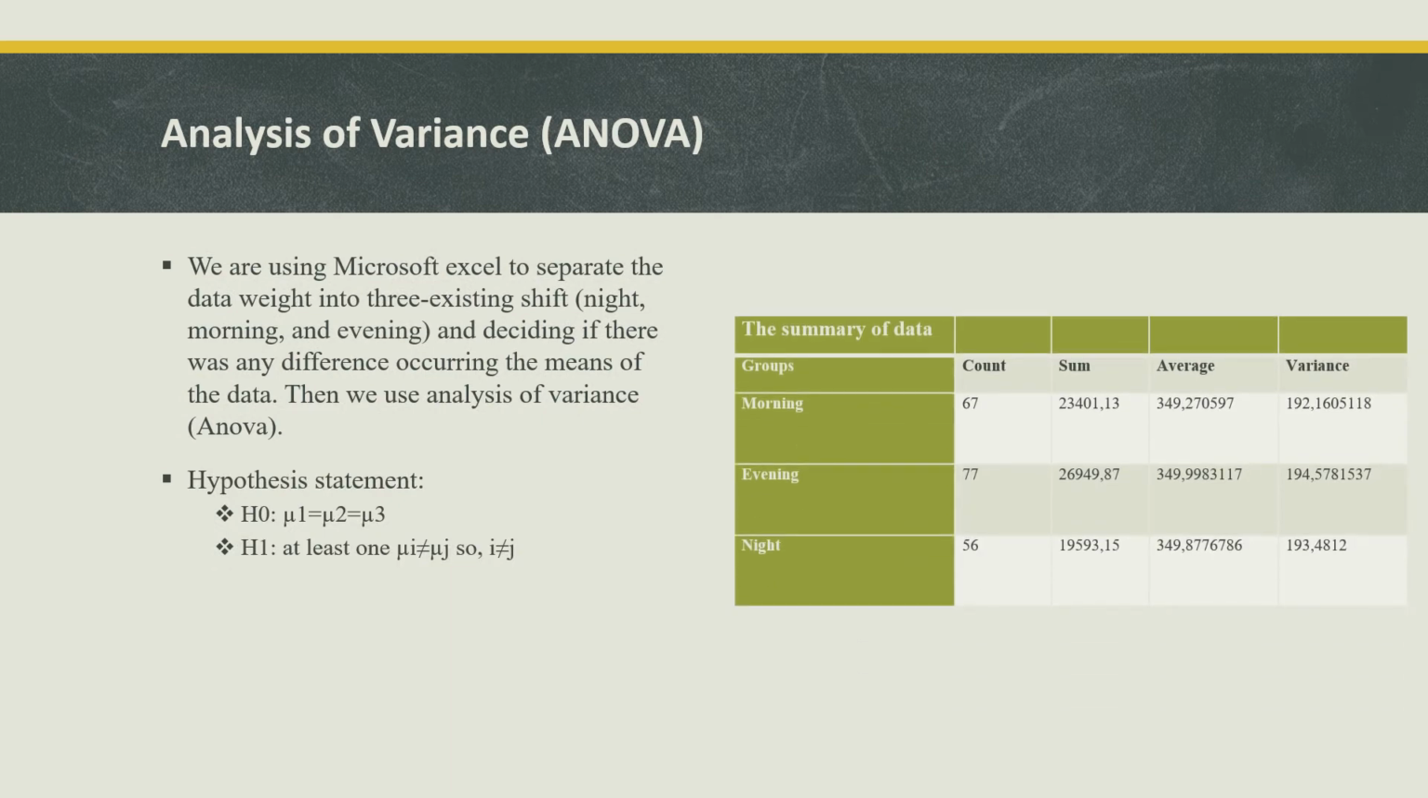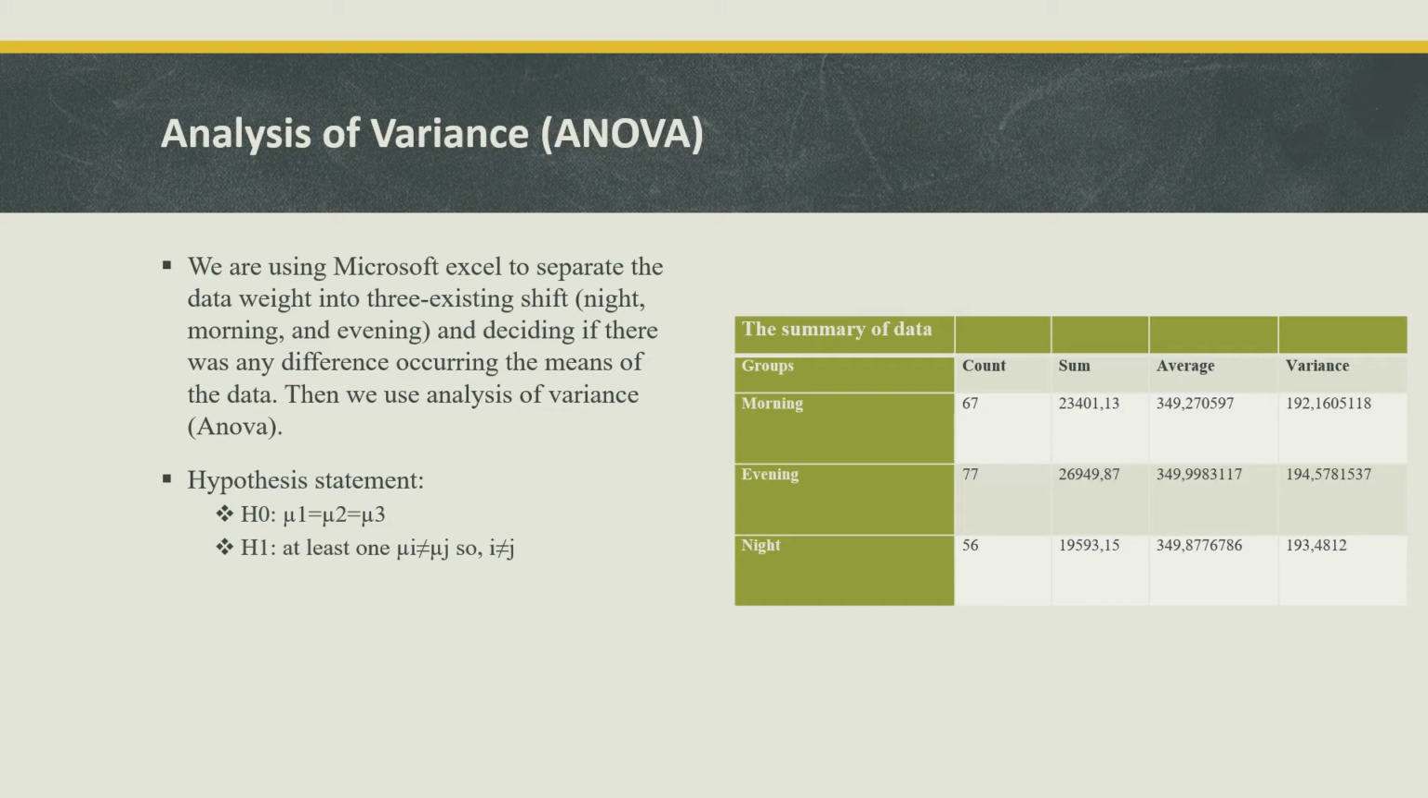So the next is the analysis of variance, or ANOVA. First we use Microsoft Excel to separate the weekly data into the 3 existing shifts: night, morning, and evening. Then we decide if there is any difference in the means of the data, using analysis of variance. The hypothesis statement is H0: mu1 equals mu2 equals mu3. And H1: at least one mu i is not equal to mu j, so i is not equal to j.